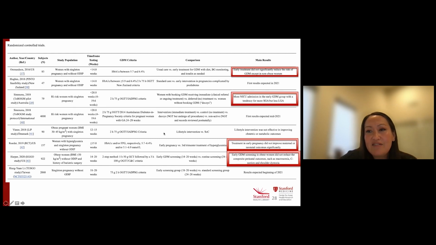And then there's a Rotor study that found that treatment in early pregnancy did not improve maternal or neonatal outcomes. And then the most famous is the Harper study that found that early gestational diabetes screening in obese women did not reduce the composite perinatal outcomes such as macrosomia, C-section, and shoulder dystocia.